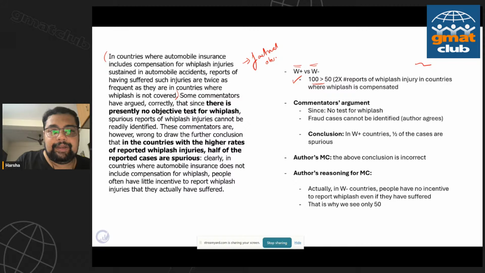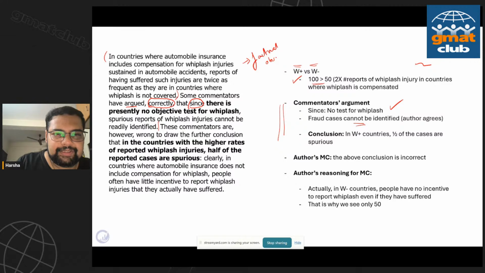Now, some commentators have argued, right? So we're dealing with the argument that's being made by the commentators. And I want you to notice this word also. Some commentators have argued correctly. In other words, the author agrees with this argument. Some commentators have argued correctly that since there is presently no objective test for whiplash, or in other words, there's no way to figure out if somebody actually had whiplash, because of that, spurious reports cannot be identified. If somebody is doing fraud, you cannot figure it out.